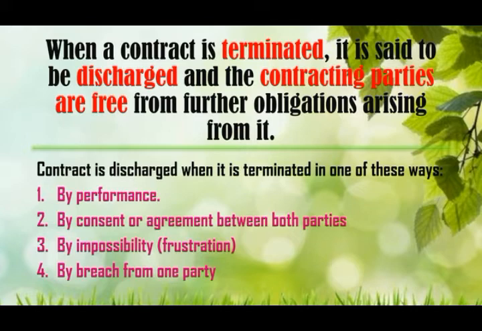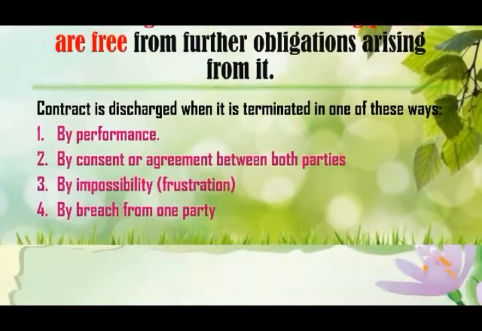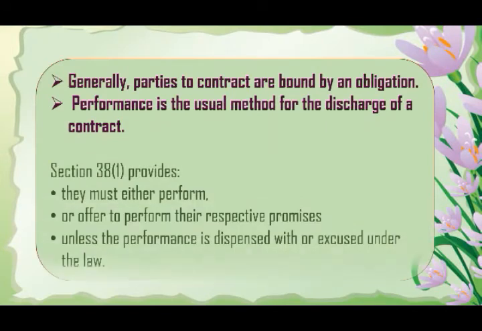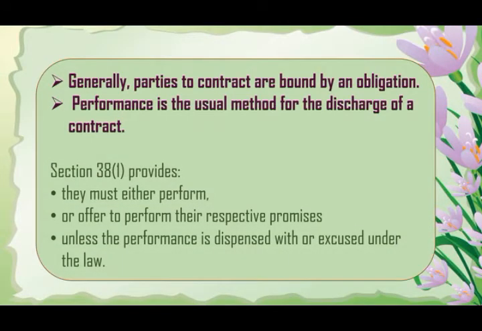First, by performance; second, by consent or agreement between both parties; third, by impossibility or frustration; fourth, by breach from one party. Generally, parties to a contract are bound by obligations. Performance is the usual method for the discharge of a contract. Section 38(1) provides they must either perform or offer to perform their respective promises unless the performance is dispensed with or excused under the law.